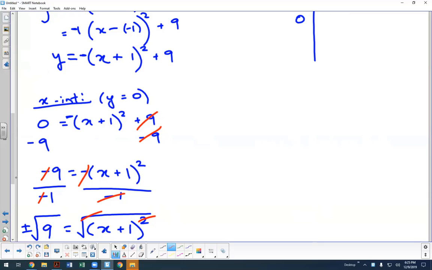So I guess the idea is if you can find even one x-intercept, then you can use the same idea of symmetry to find the other one. But you still at least need to know how far you need to be away from the axis of symmetry. Does that make sense? Yeah. Okay. Anybody else?